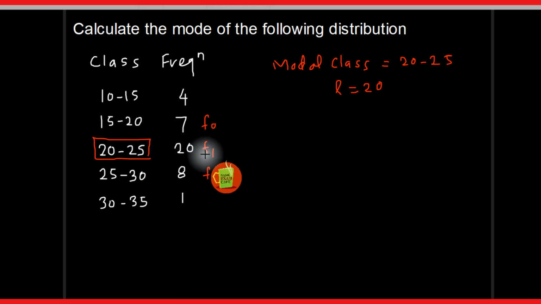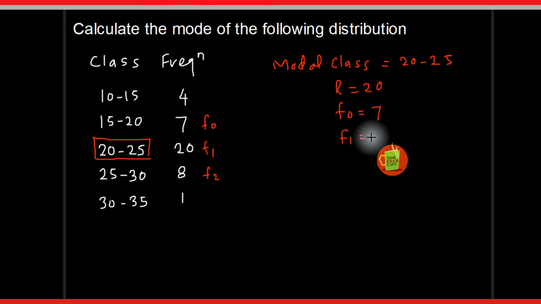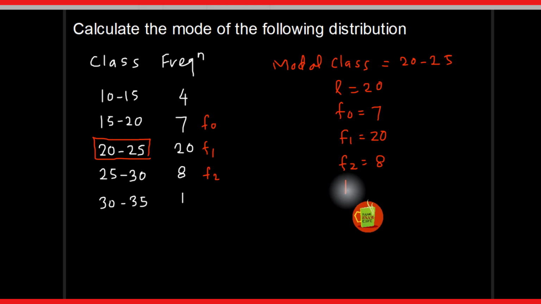Means the frequency of the modal class we denote by F1, its previous frequency is denoted by F0, and the next frequency of the modal class we denote by F2. So here F0 is equal to 7, F1 is equal to 20, and F2 is equal to 8, and we require height also. So height means the difference between the upper limit and the lower limit, and that difference is 5. So height is equal to 5. This much we require to find the mode of the given data. So now we will find the mode.